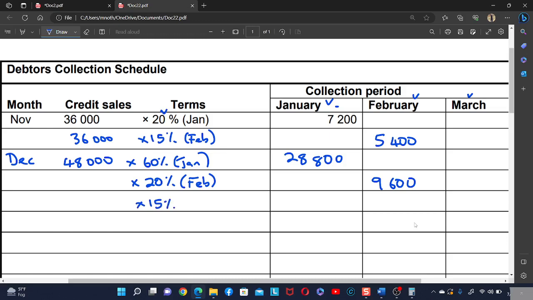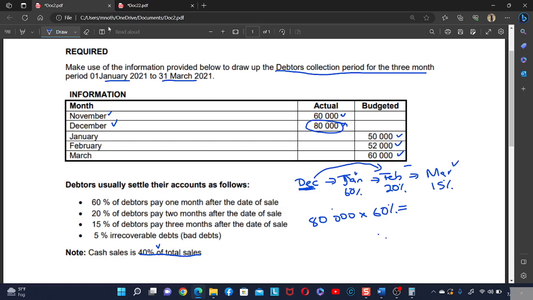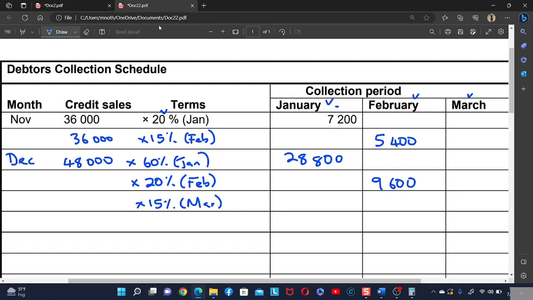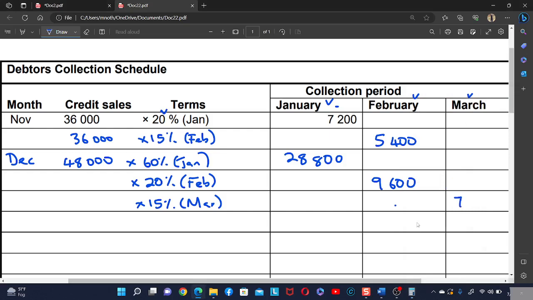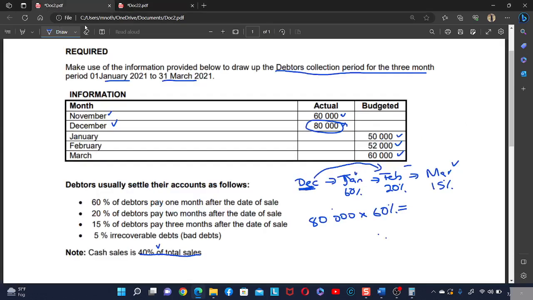And then 15% will be paid in March. According to this, it's going to be paid in March. So 48,000 multiplied by 15% is going to be 7,200, right? So this one is saying 5% of irrecoverable bad debts. So this one is a bad debt. It's not affecting the debtors collection schedule.